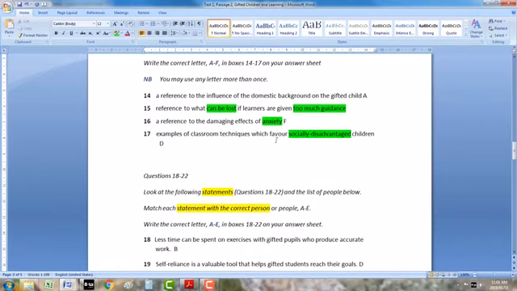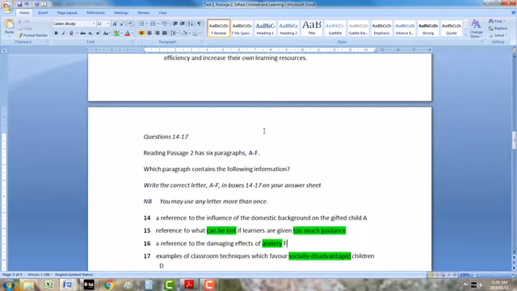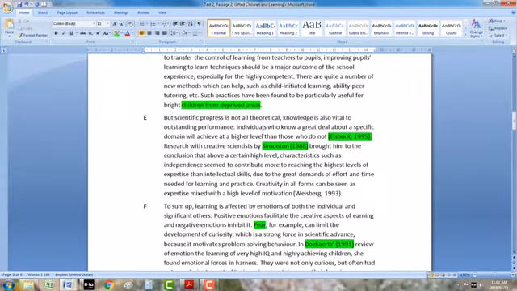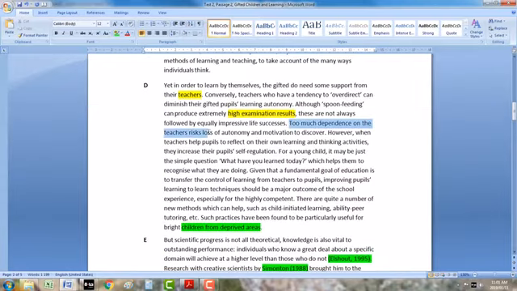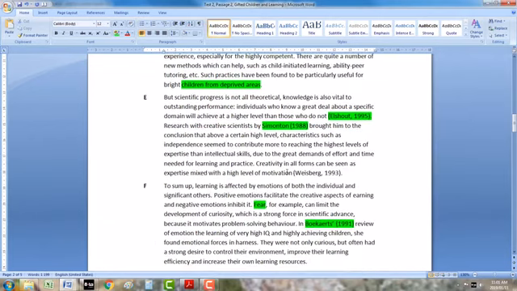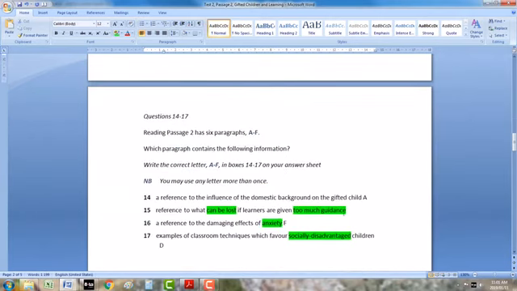There's no easy way to do this. It was just scanning for the synonyms. What can be lost if they're given too much guidance? And that's over there. Too much dependence on the teachers risks loss of these two things. So unfortunately, really, there's no easy way to do that. You just needed to scan and scan and scan with the remaining time, and then if you didn't have the time, guess and move on.